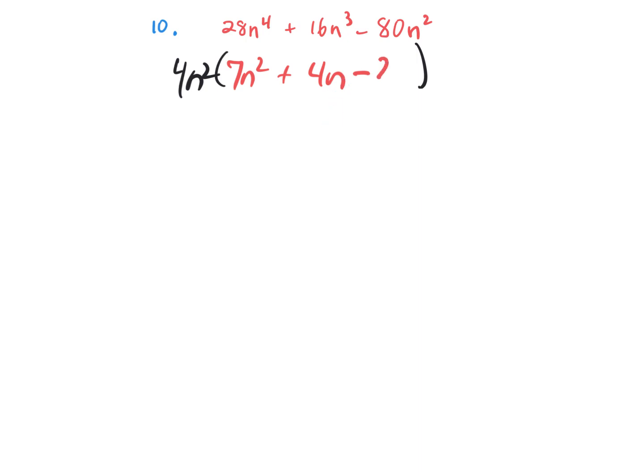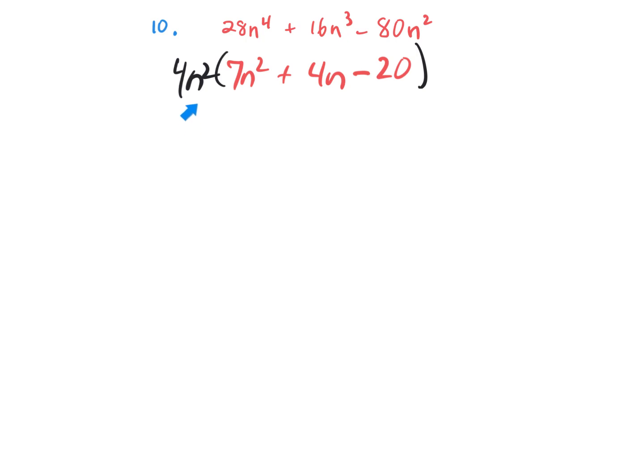If you're wondering where these things come from, if we were to go backwards from the second line to the first line, we would have to multiply and use the distributive property. And 4n squared times 7n squared is 28n to the fourth. And 4n squared times 4n is 16n cubed. And 4n squared times 20 is 80n squared.